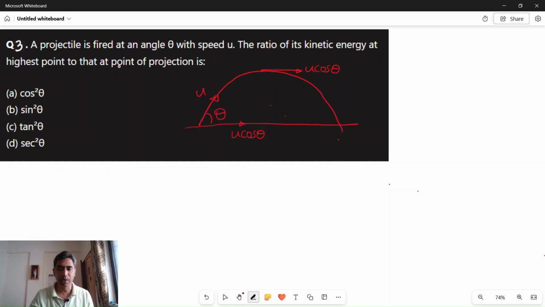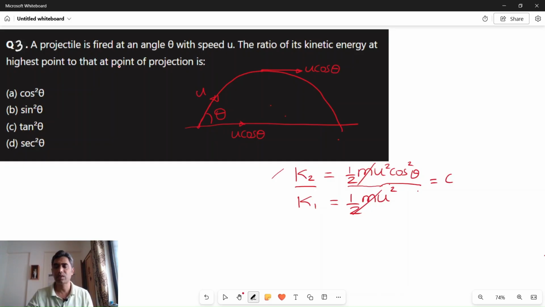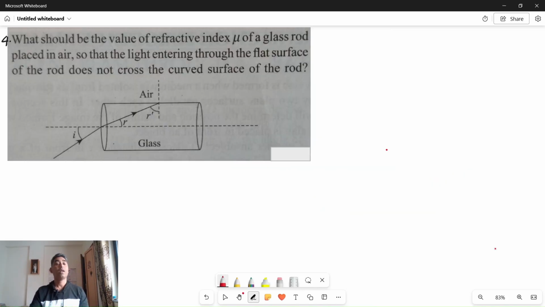So at the highest point, if we say the kinetic energy is K2, K2 is equal to half m u square cos square theta. And at the point of projection, if we call it K1, here it is just half m u square. So if we do K2 by K1, this will get cancelled and the answer is cos square theta. That's it. First option.